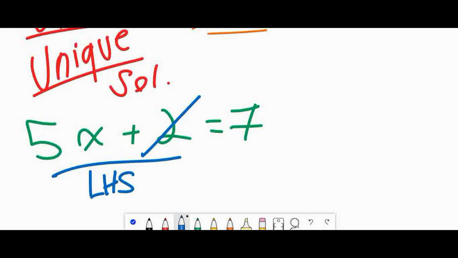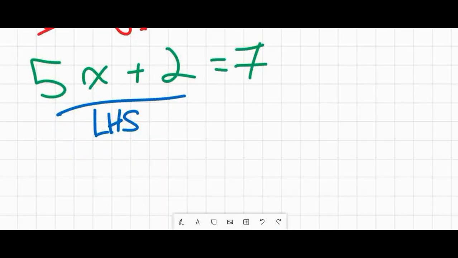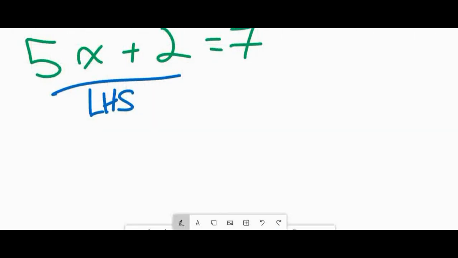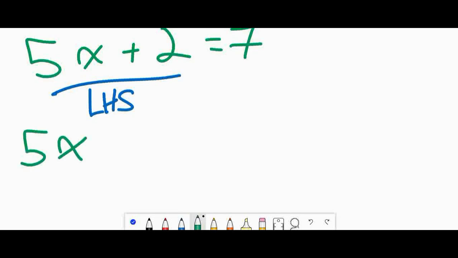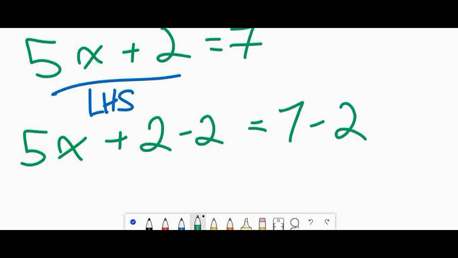But we can't just easily cancel it out. We have to turn the 2 into a 0, but we can't just simply turn the 2 into a 0. So we'll do something called balancing, where we do the same operation on both sides. To do this, we have to do 5x plus 2 minus 2, because 2 minus 2 will make 0, and we want to cancel this out. So to cancel it out, we make it 0, and 7 minus 2.